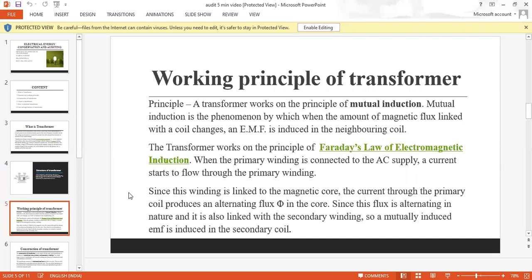When the primary winding is connected to the AC supply, current starts to flow through the primary winding. Since this winding is linked to the magnetic core, the current through the primary coil produces an alternating flux, phi, in the core. Since this flux is alternating in nature and is also linked with the secondary winding, a mutually induced EMF is induced in the secondary coil.